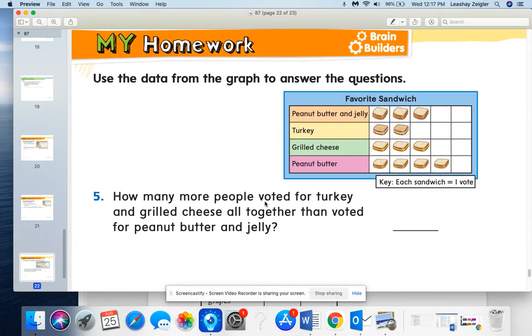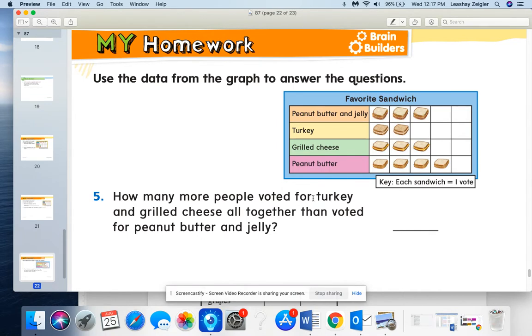Here it says use the data from the graph to answer the questions. So here's our graph. It's about favorite sandwiches. We have peanut butter and jelly, turkey, grilled cheese, and just a peanut butter sandwich. How many more people voted for turkey and grilled cheese altogether than voted for peanut butter and jelly?